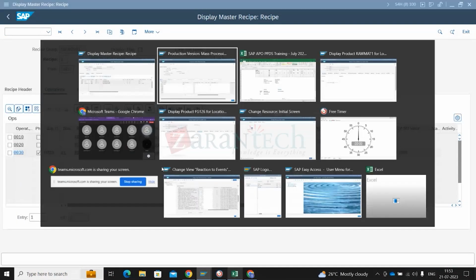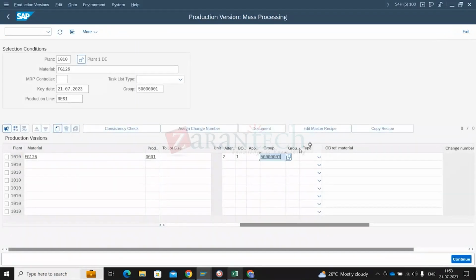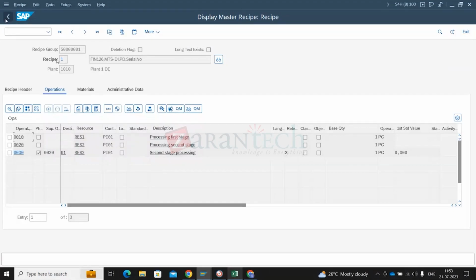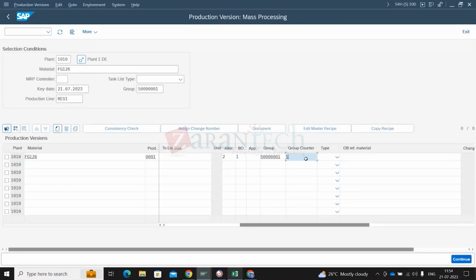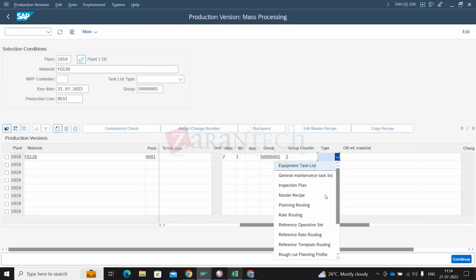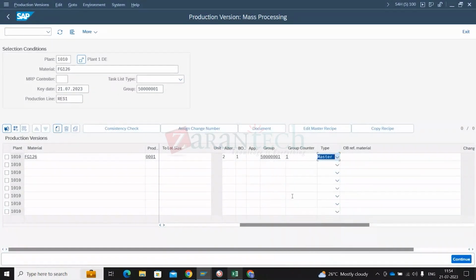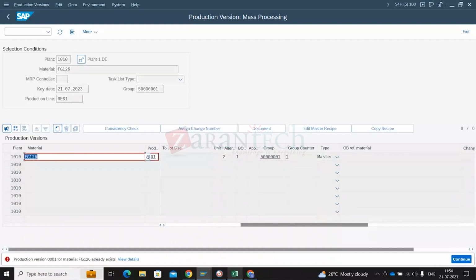Yeah, 5001. So assign the grouping number. Group counter was 1, right? Group counter, it is this one, right? There was no other. Yes. And the type is a master recipe. Yeah, master recipe, great. Okay. And enter. Let's see.